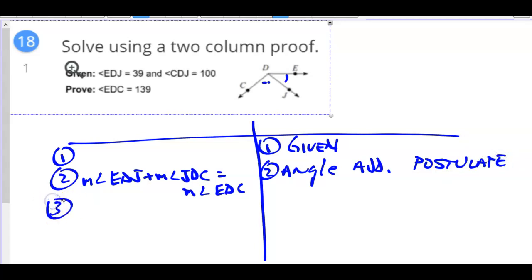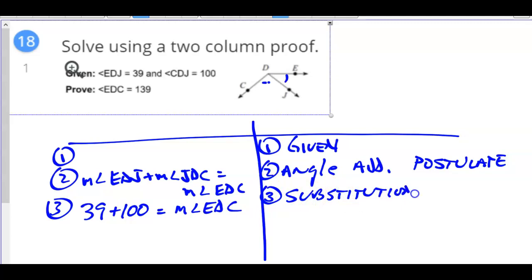Okay, we substitute in. We know EDJ is 39. CDJ is 100. And that equals the measure of angle EDC. So we call that substitution. Do you understand that we're doing the same type over and over again? So we're not saying you have to come up with it, you just have to believe in it. And then we will eventually have you get creative, because that's the whole art. It's like you've got to create your own picture.